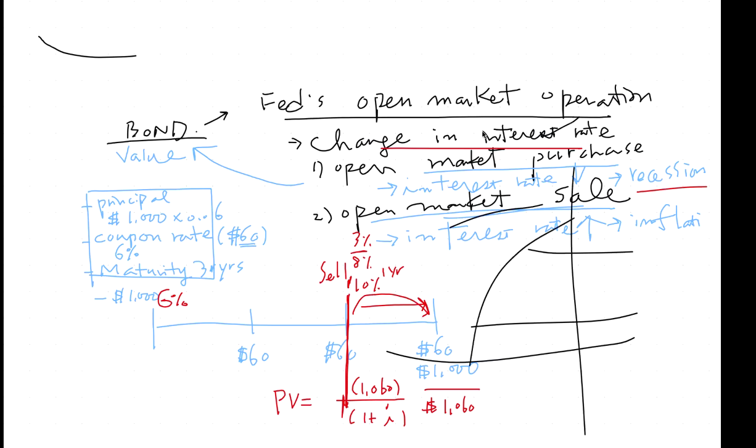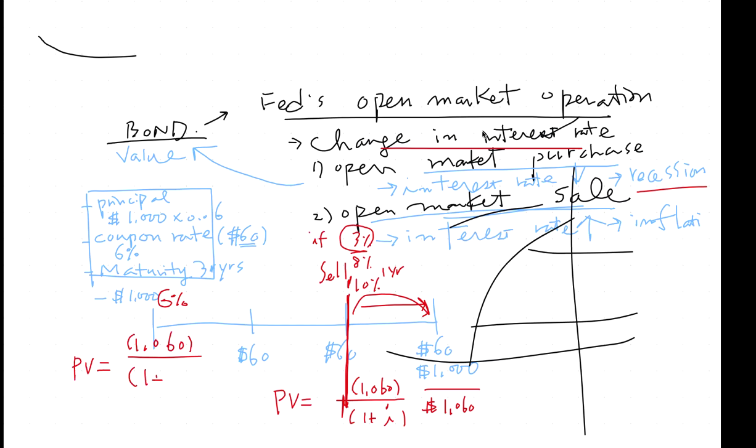Okay, so you have to compute today's value using today's interest rate. If market interest is 3%, you have to discount with the 3%. So what you do is present value: 1,060 divided by, if the current interest rate is 3%, this is the answer.